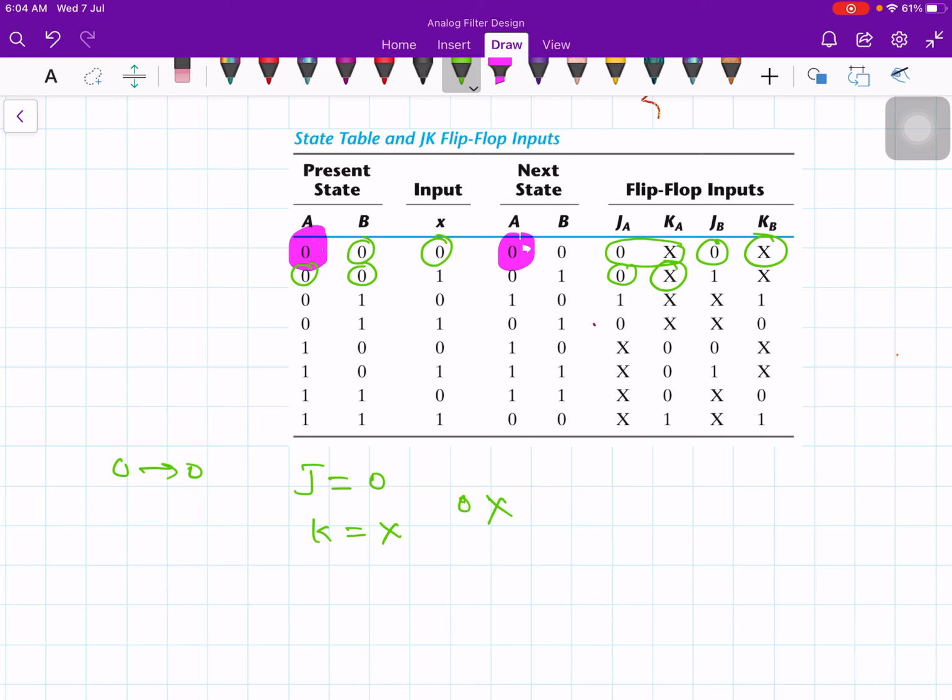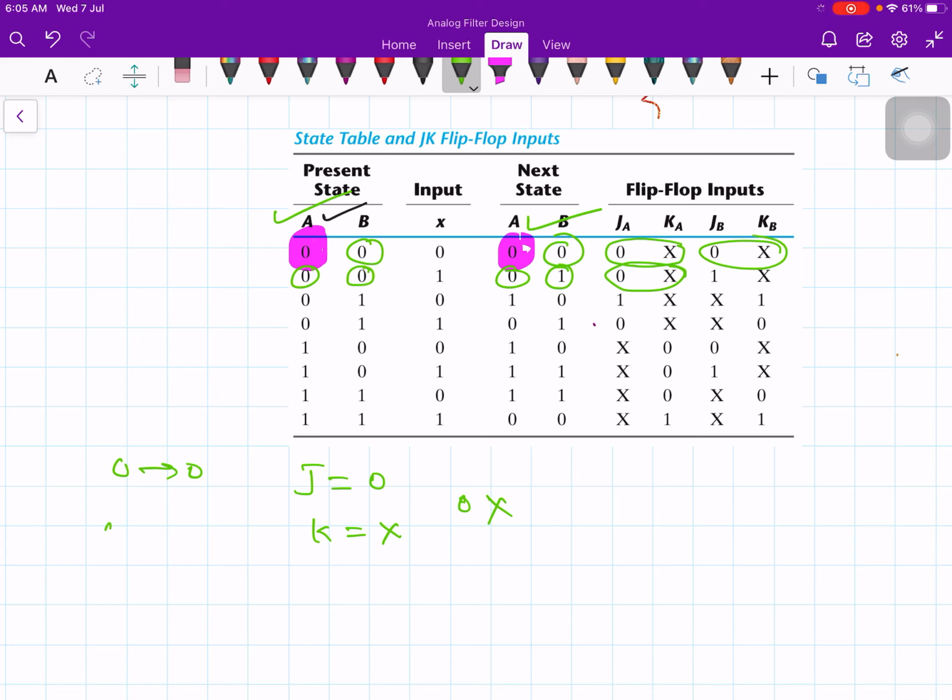Sorry, I got confused. I'll come back. Okay, now this is fine. 0 to 0, no problem, 0x. Then this 0 to this 0, you have 0x, and this 0 to this 0, again 0x, and this 0 to this 1.